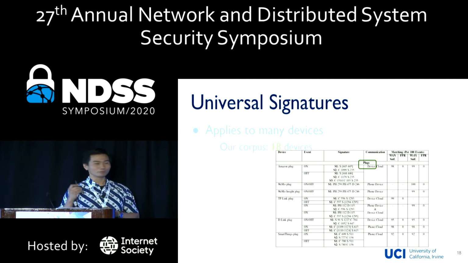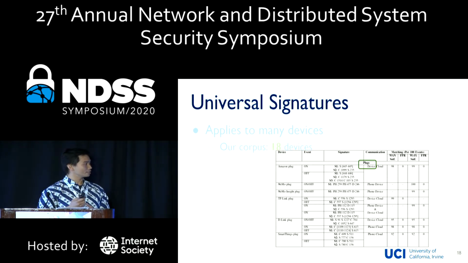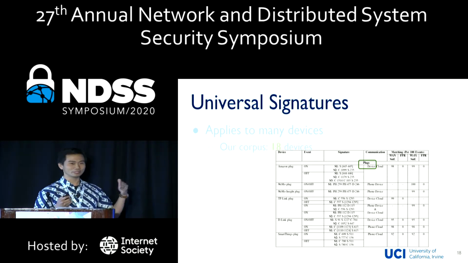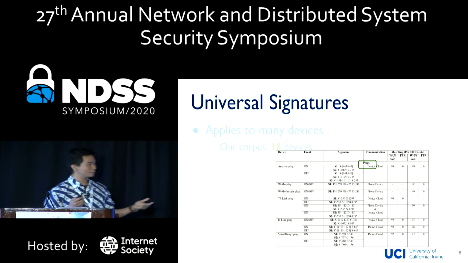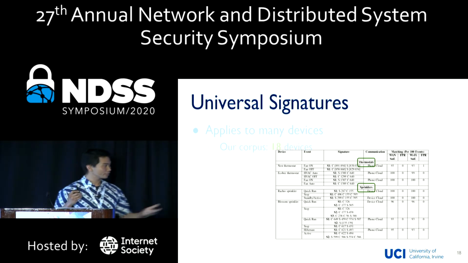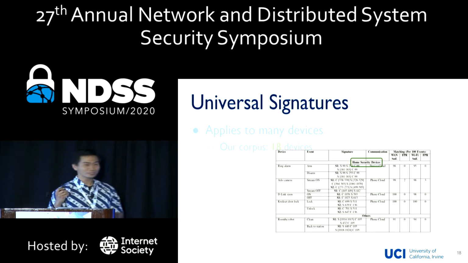This is the result for the plugs. And we can see that for every device and for every event type, there's a unique signature. And we got really high recall rate for both WAN and Wi-Fi sniffers. Similarly, for the light bulbs, the thermostats, sprinklers, and home security devices.